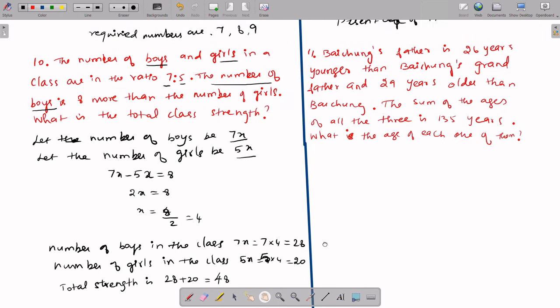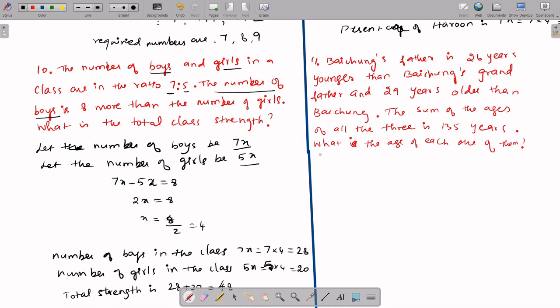The next problem is: Baicheng's father is 26 years younger than Baicheng's grandfather, and 29 years older than Baicheng. The sum of the ages of all the three is 135 years. What is the age of each of them? We have to calculate. First we need Baicheng's age, but we don't know Baicheng's age.